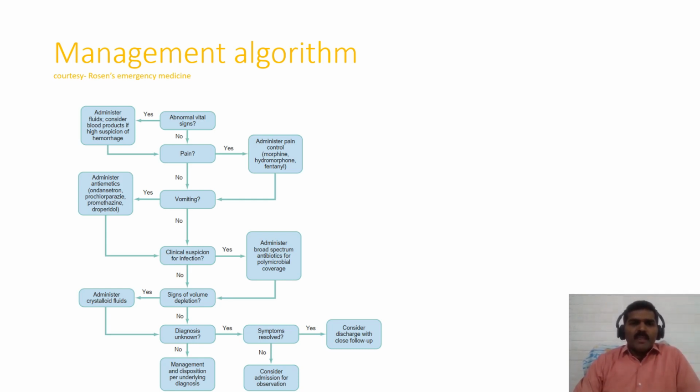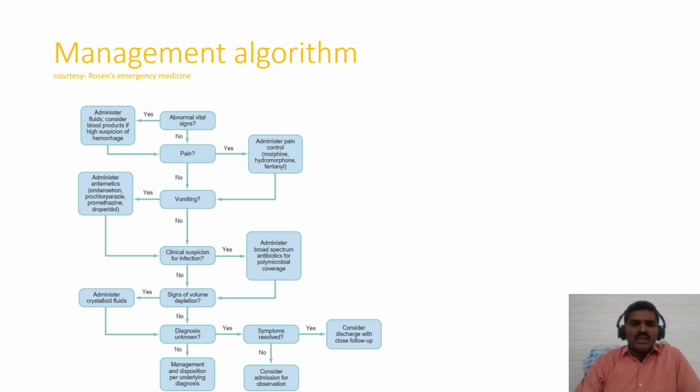No vomiting. Clinical suspicion for infection? Yes, administer broad spectrum antibiotics early in the course, soon after collecting samples for blood culture. No signs of infection. Signs of volume depletion? Administer crystalloid fluids. No signs of volume depletion either. Diagnosis is unknown, symptoms resolved, consider discharge with follow-up. Symptoms are still persisting, consider admission for further evaluation. If the diagnosis is known, manage as per the diagnosis which was made.